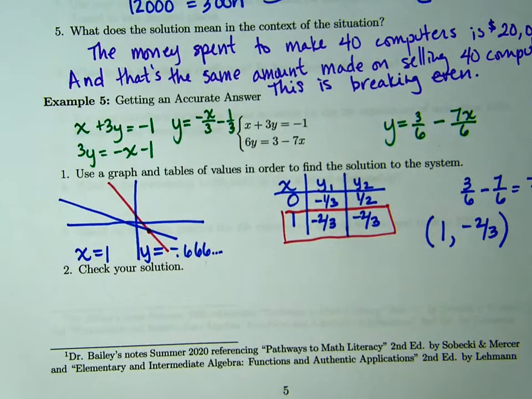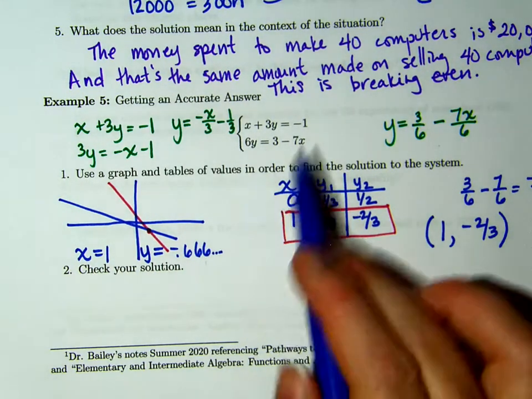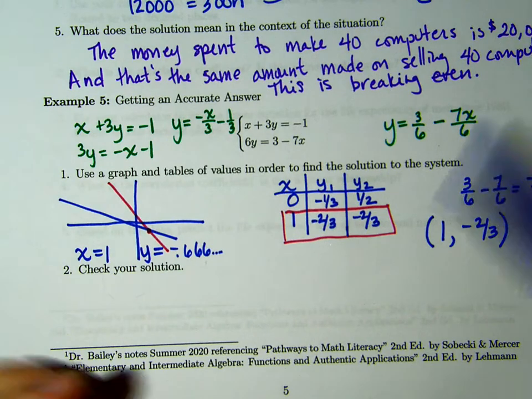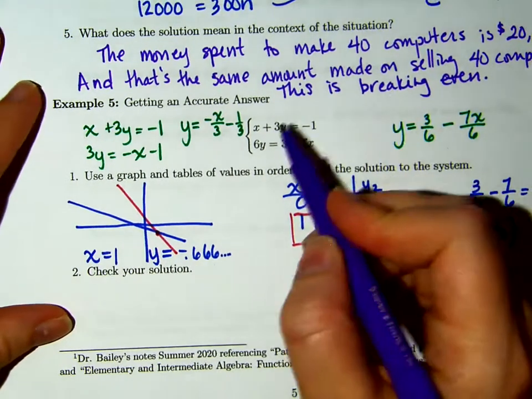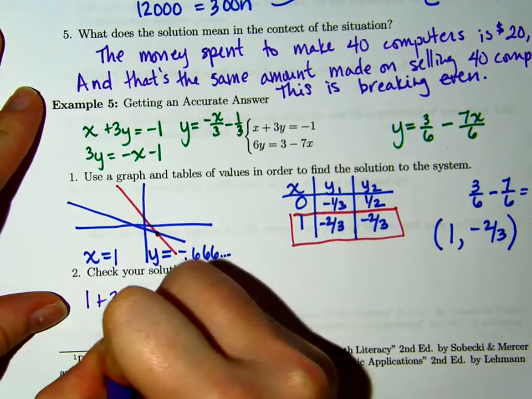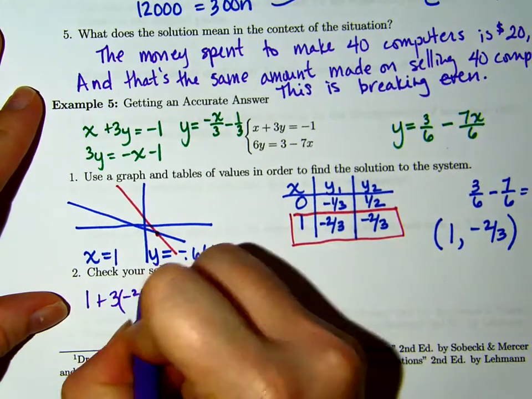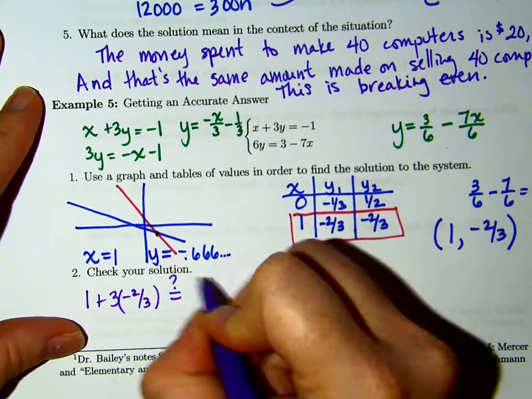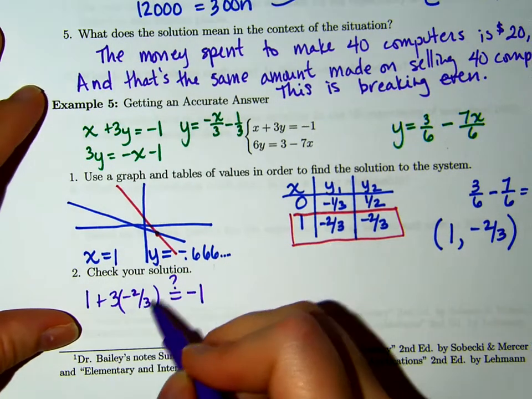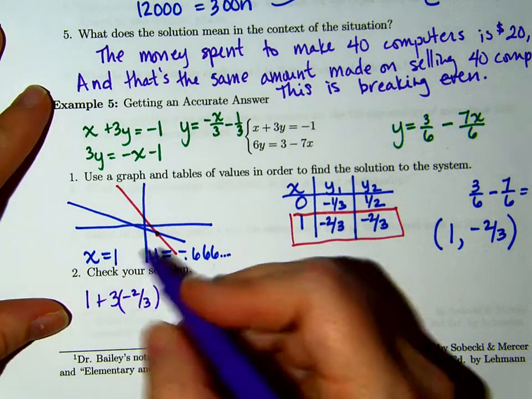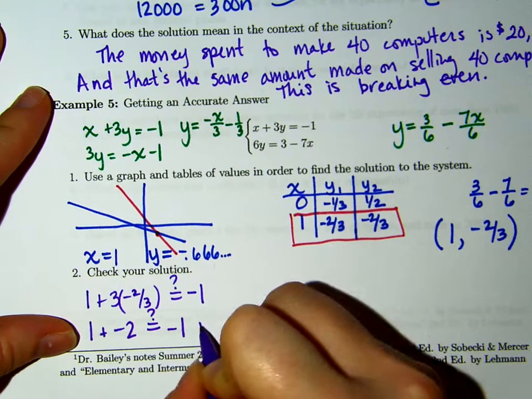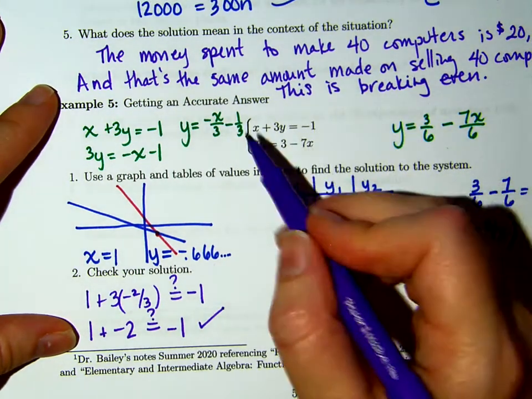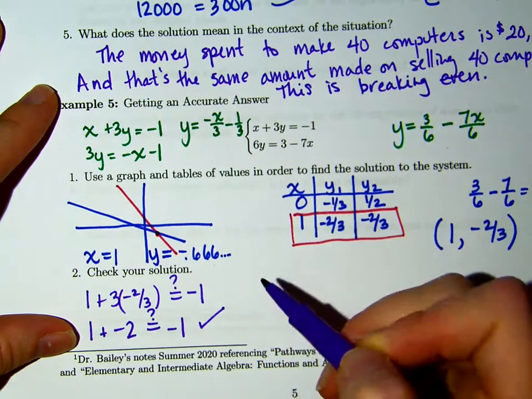It says check our solution. So we're going to put those into the original and make sure that they are truly equal. The x value is 1. 1 plus 3 by negative 2/3. Does that equal negative 1? Well, 3 of these is negative 2. 1 plus negative 2 does equal negative 1. Yes. So it works in the first equation. Now we make sure that it works in both.